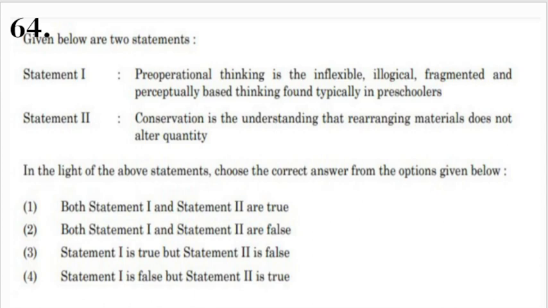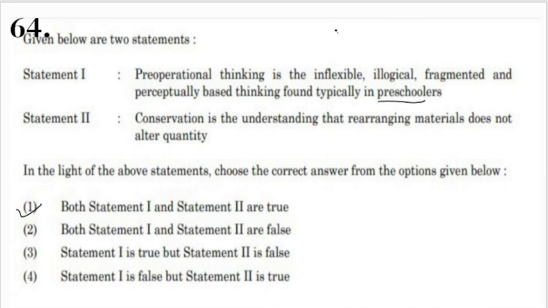Okay, very well done, all of you. Both the statements are correct. Why? Pre-operational thinking is found in the pre-operational stage, which is typically found in preschoolers. They do not know anything. Object permanence is also formed later on, and they are learning the other areas.